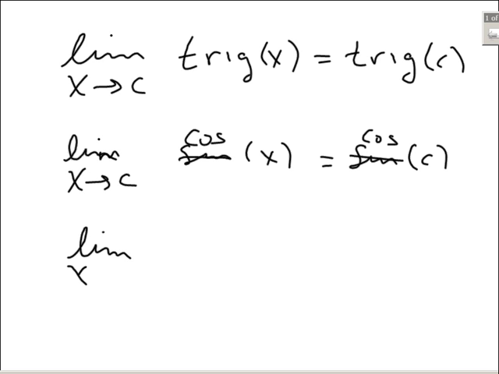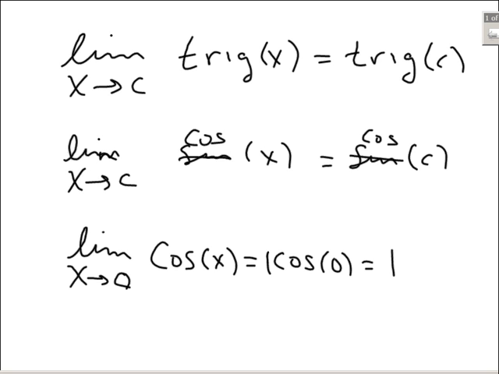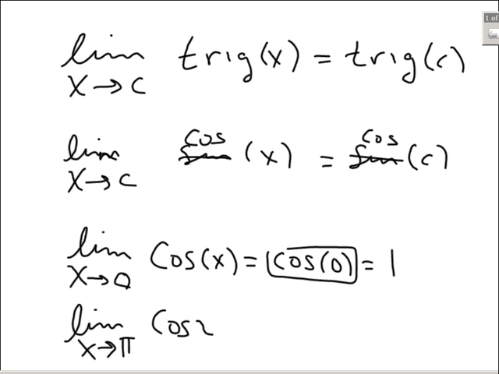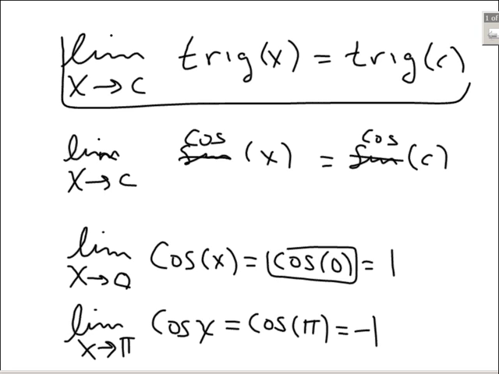For example, the limit as x goes to not c, say 0, of cosine of x, well, this is cosine of 0, which happens to be 1. You need to know cosine of 0. You need to know cosine of pi, etc. The limit as x goes to pi of cosine of x is equal to cosine of pi, which happens to be negative 1.